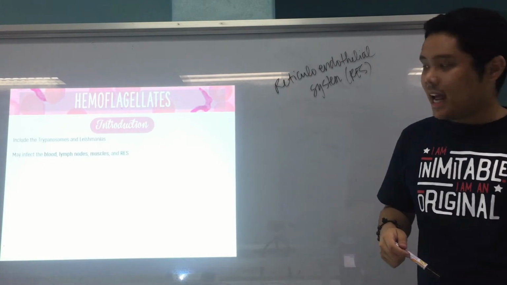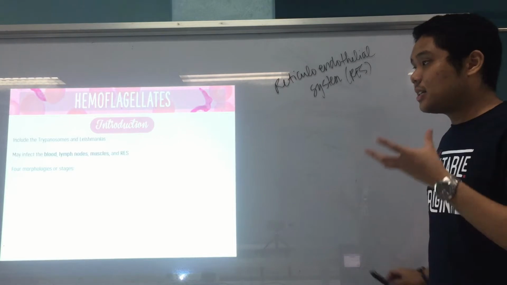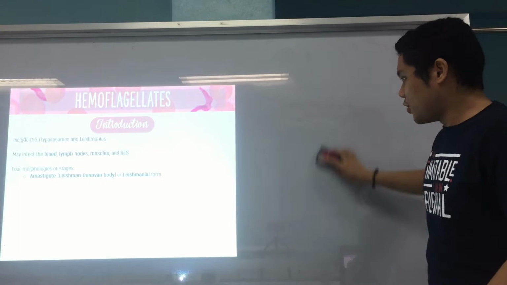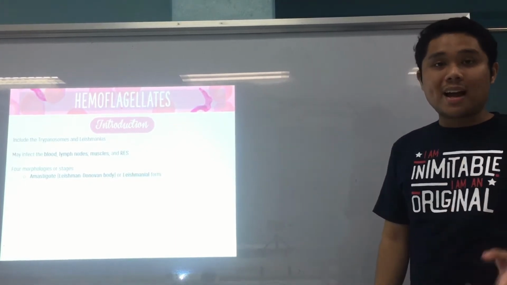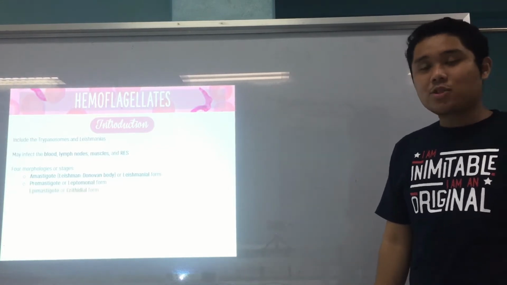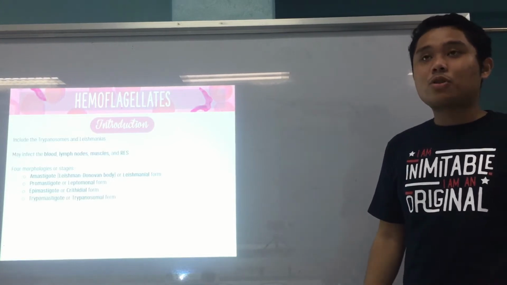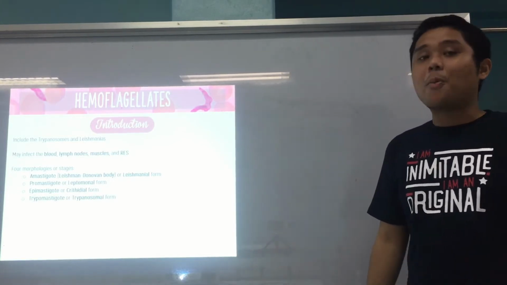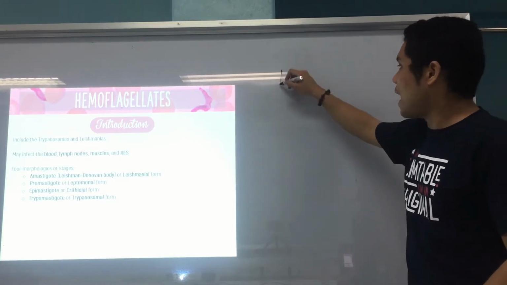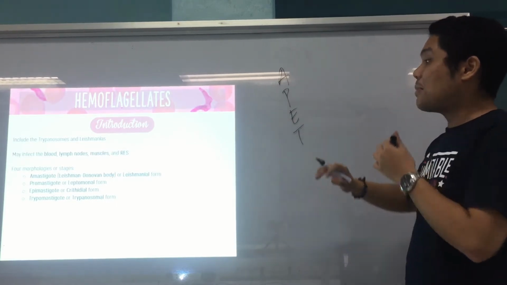Next, for your hemoflagellates, we have 4 morphological stages. First, your amastigotes, also known as your Leishman-Donovan body or Leishmanial form. Next, you have your promastigote, also known as your leptomonal form. Next, epimastigote, also known as your critidial form. And lastly, Trypomastigote, also known as your Trypanosomal form. So the mnemonic is of course your APET. Amastigote, promastigote, epimastigote, and trypomastigote.